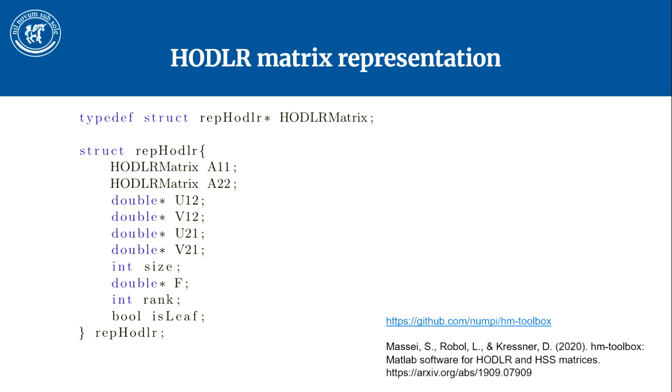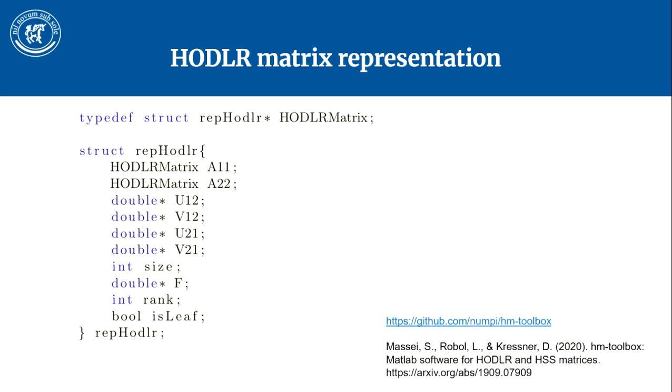So in this case, the HODLR matrix is represented as the 2 diagonal blocks. They are defined as HODLR matrices, so that is the recursive part of the definition of the matrix. Then the off-diagonal blocks are represented as the low-rank factors. So for example, block A12 is stored as the 2 low-rank factors U12 and B12, while the off-diagonal block A21 is stored as U21 and B21.